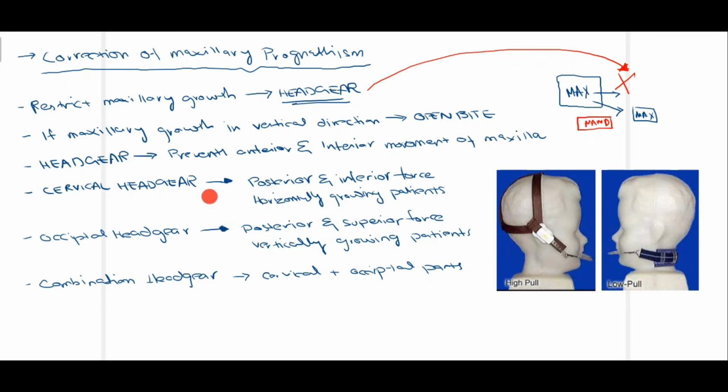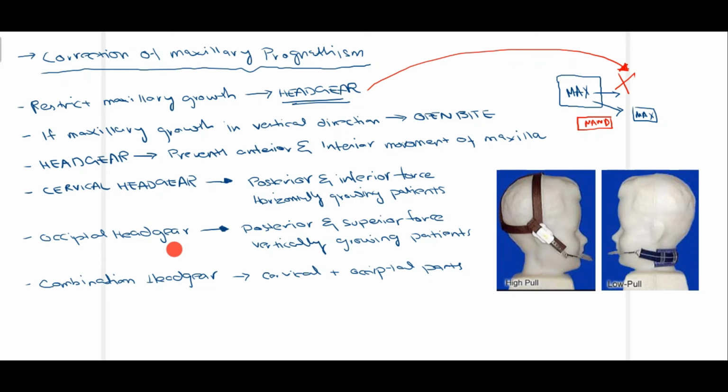Now, cervical headgear, you can see over here, is used for posterior and inferior force, and it's most commonly used in horizontally growing patients, because if it's used in vertically growing patients, it leads to vertical growth of the maxilla.